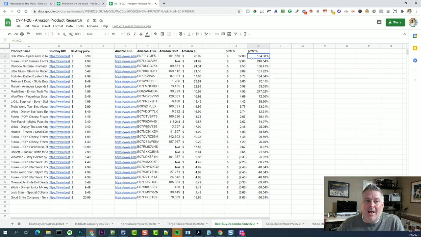So very simple, great spreadsheet to use. Google Sheets is something that you can share with your VA very easily, and multiple people can be working on it at the same time. So it's a great option for you and a great way to find profitable products that you can then use to fill your store on Amazon, Shopify, Walmart, wherever it might be.